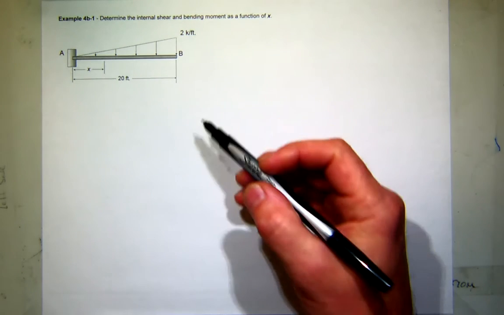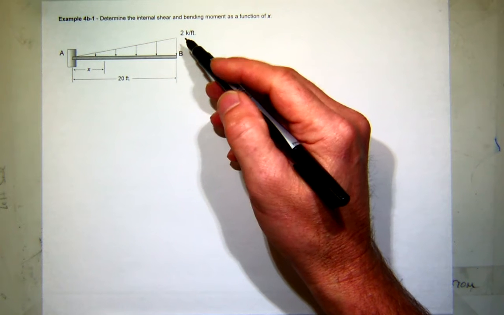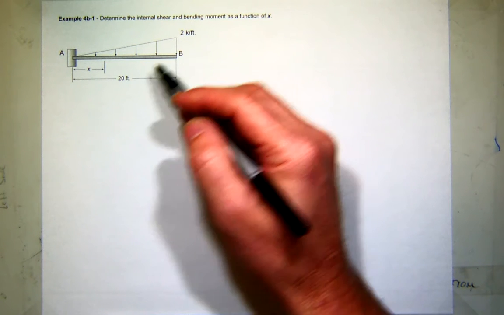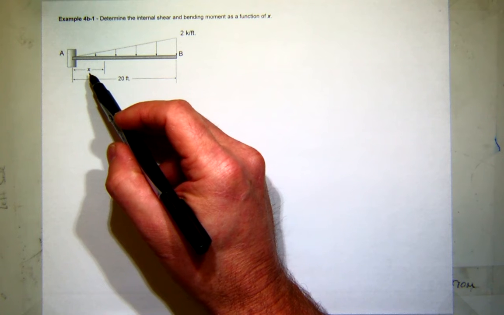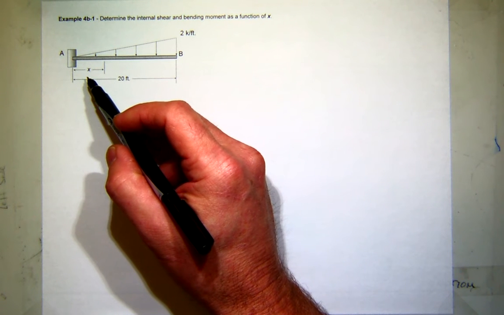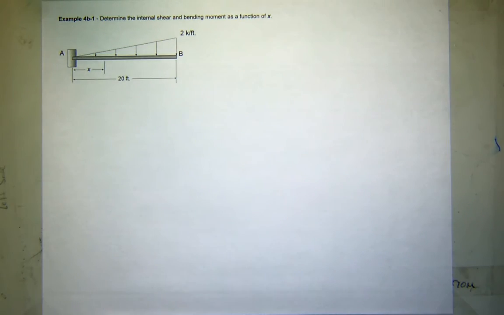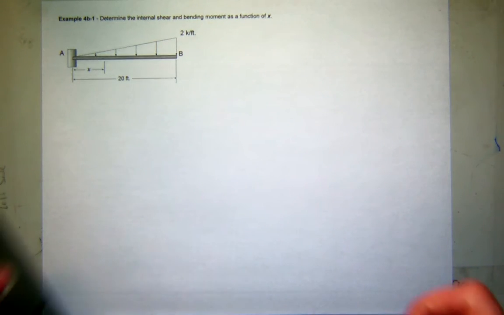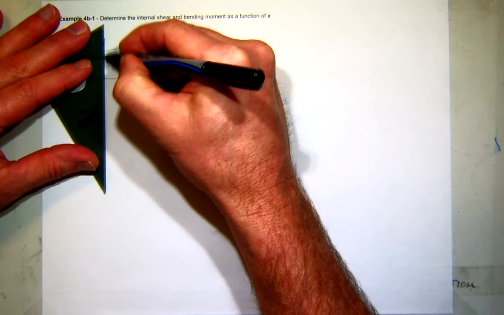Okay, so this is the first problem we're going to work in class. We're trying to write equations for shear force and bending moment. You'll notice that I indicate where x is. So we're not going to cut it at some point like we did before, 5 feet or 10 feet or 12 feet. We're going to cut it at x feet. So again, that's where my cut's going to occur.